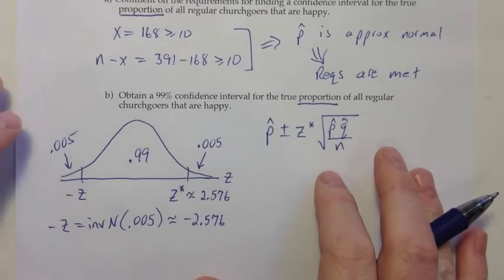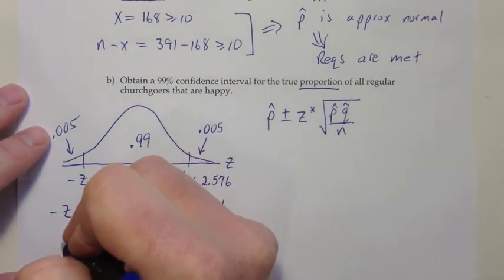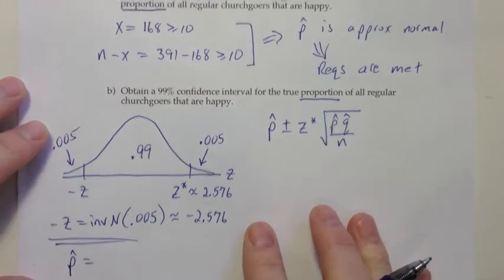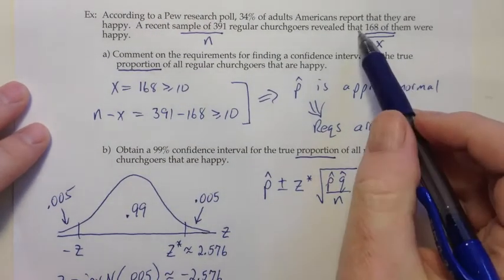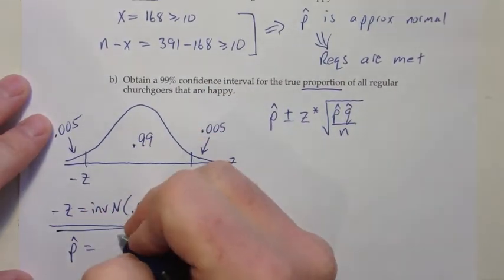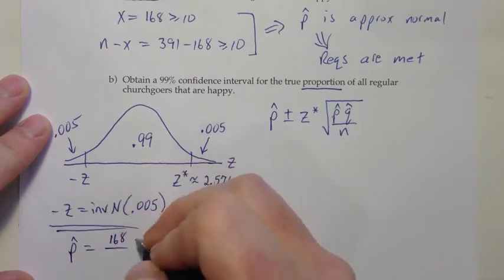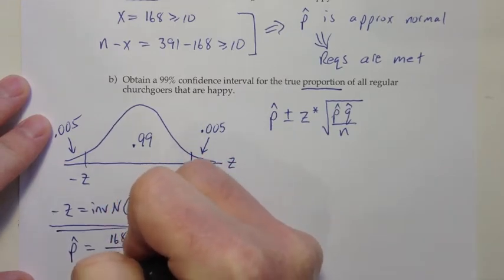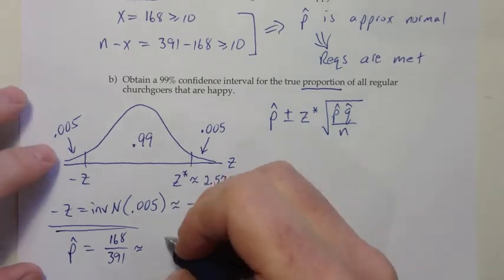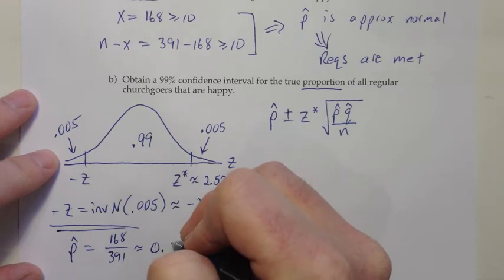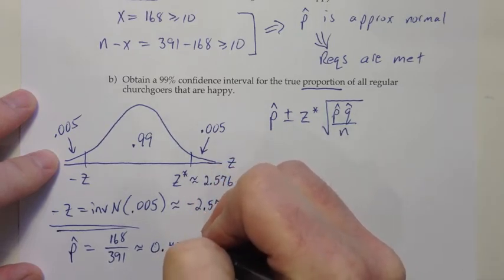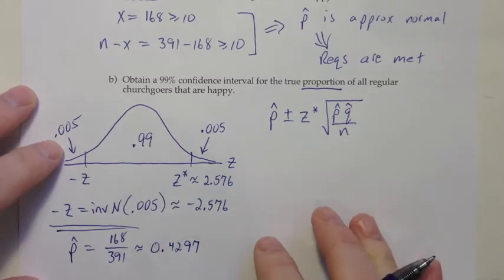And then there's some other stuff that we need to kind of gather as well. We need to know what our p hat is. And they don't give p hat, but they did say that we had 168 successes out of 391 tries. So p hat would be 168 over 391, and I'll just do that division off on the side. And I get 0.4297. So that's my p hat.